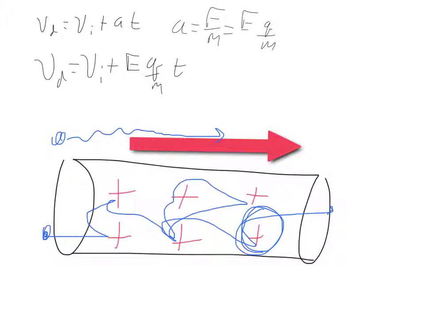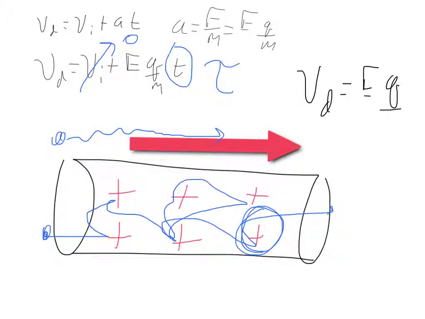Well, every time that he hits one of these central cores here, he stops. So we're going to go ahead and say that his initial velocity then is 0. And we're also going to say that the amount of time that he accelerates for is dependent upon how densely packed those positive cores are. So that time is a property of the metal, and instead of calling it T, we're going to call it tau. So what does that look like?